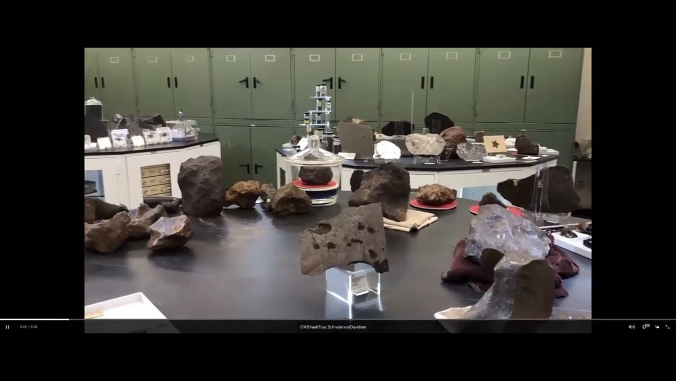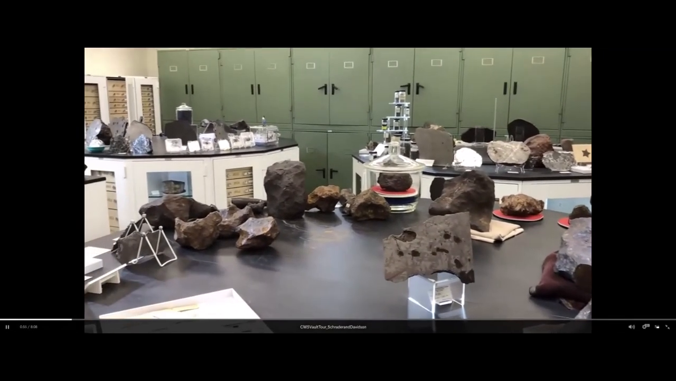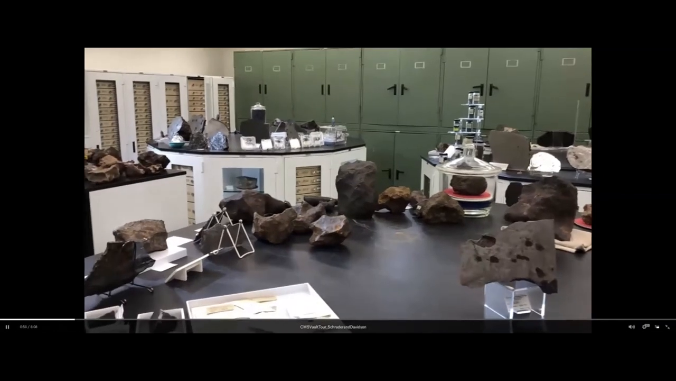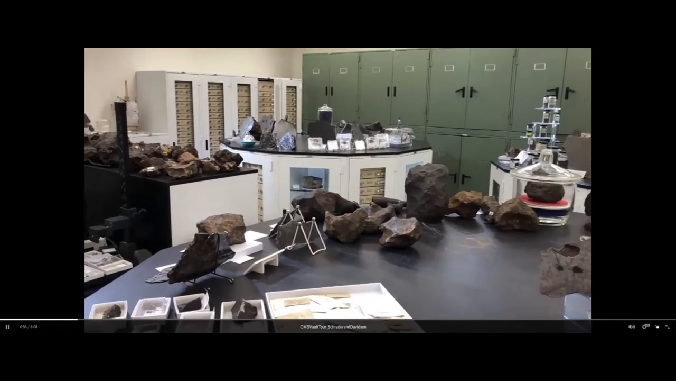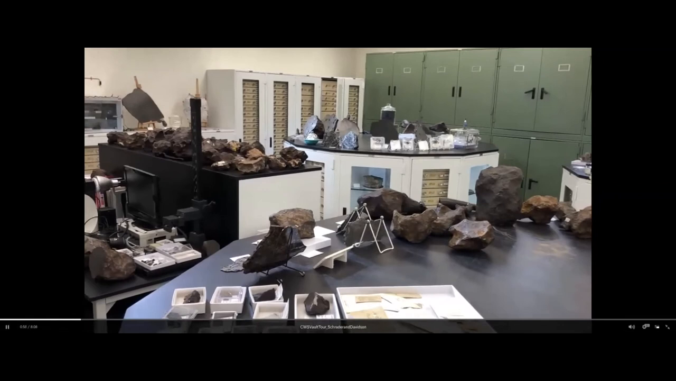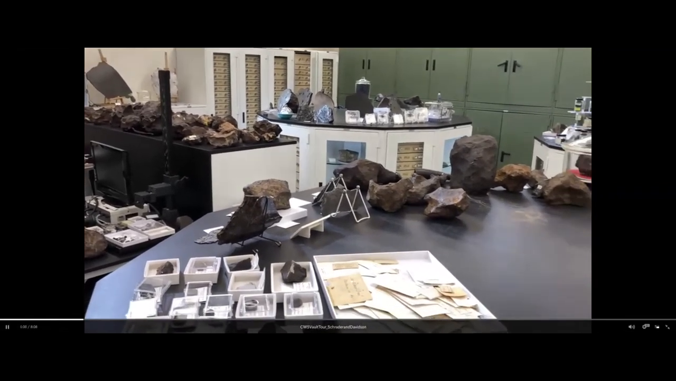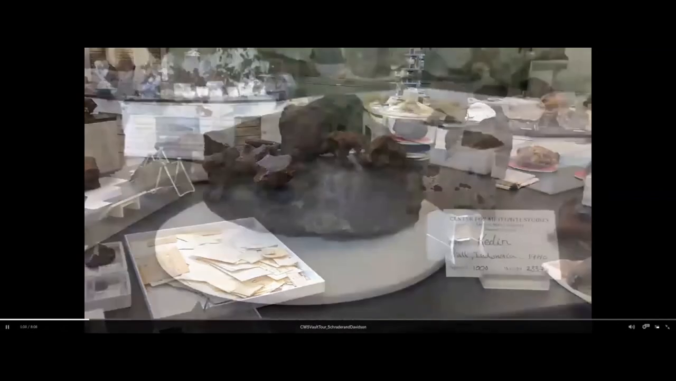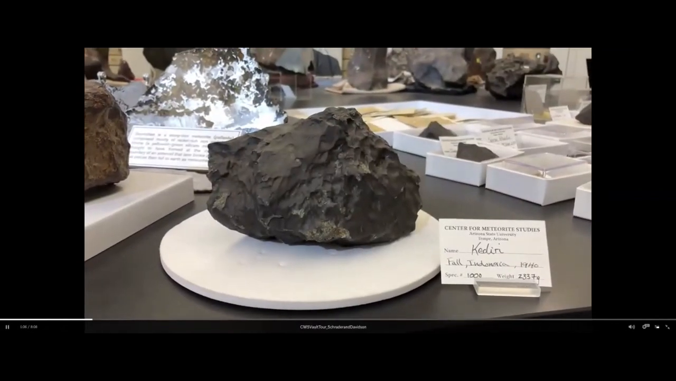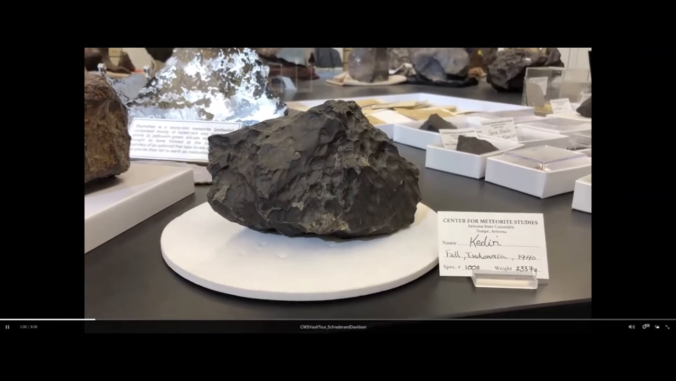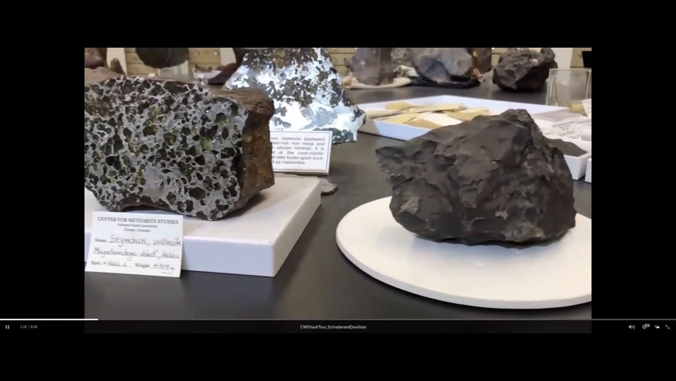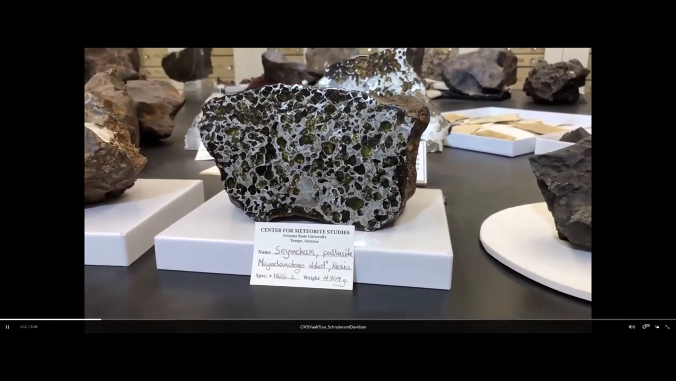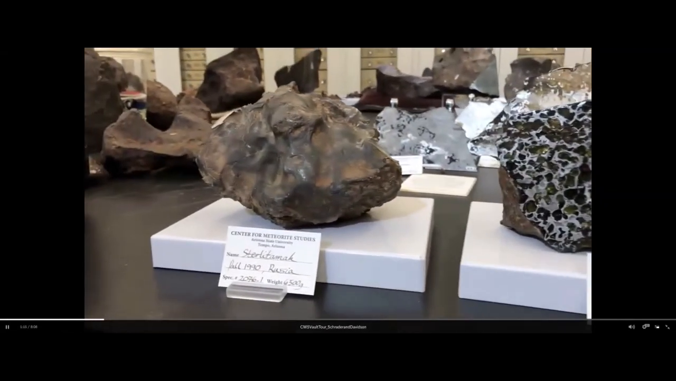Of those 2,000 distinct meteorites, we have over 40,000 individual pieces. So from some meteorites, we have hundreds of pieces from that fall or find. Other meteorites, we only have one piece. Meteorites can be categorized into three major types: stony meteorites, stony iron meteorites, and iron meteorites.